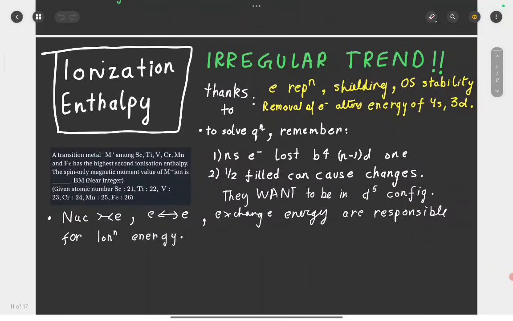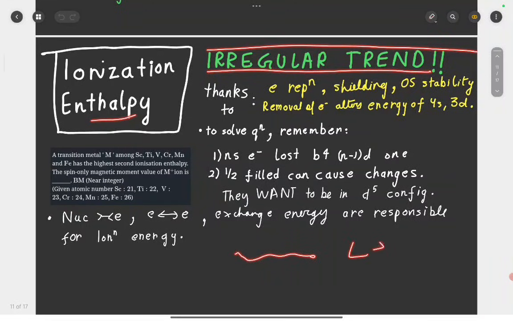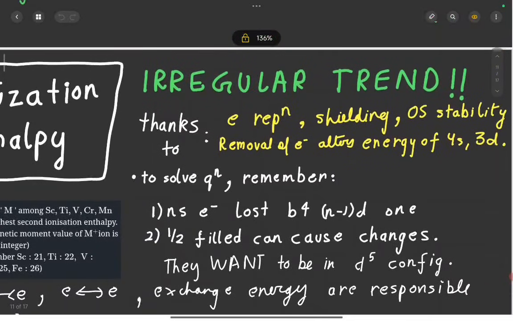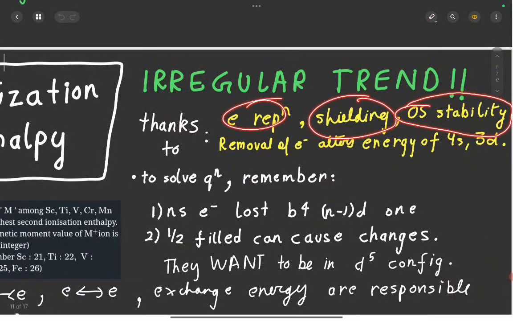Now let's learn about the ionization enthalpy. Ionization enthalpy follows an irregular trend. That means there is nothing you can do to predict. There's no left to right, there's no top to bottom. So why does it have an irregular trend? Well, it's because there's electron repulsion, there's shielding, and different oxidation states are more stable than others.